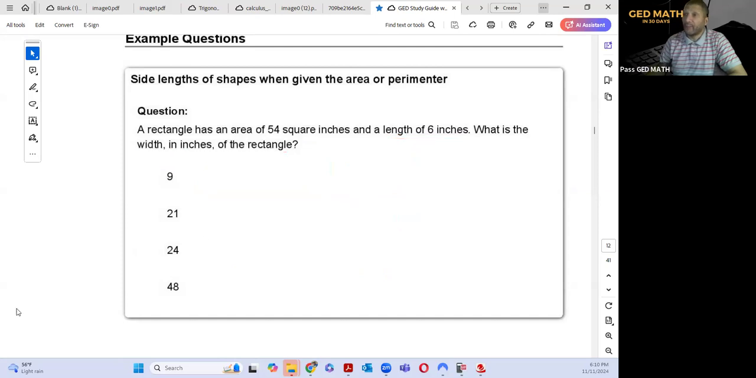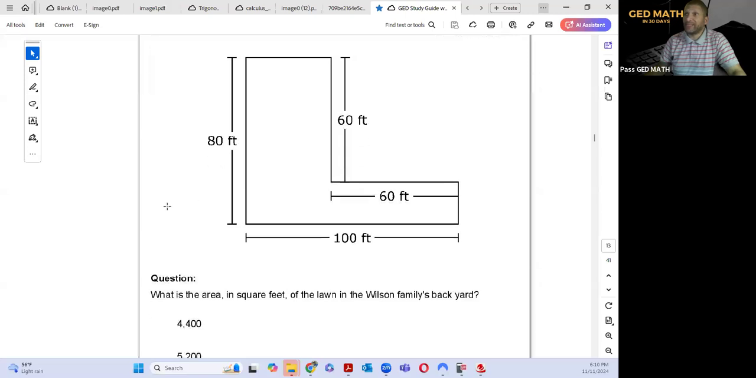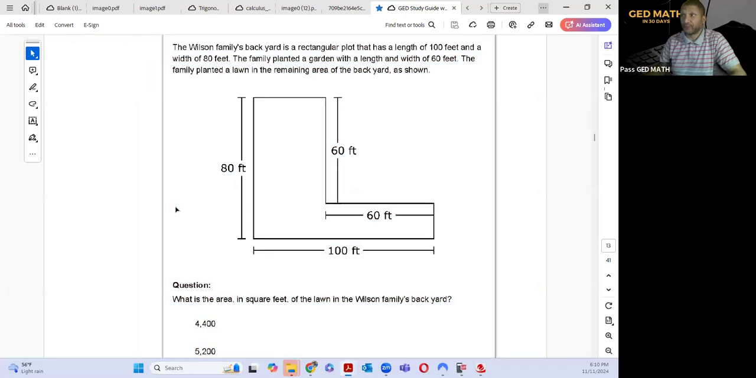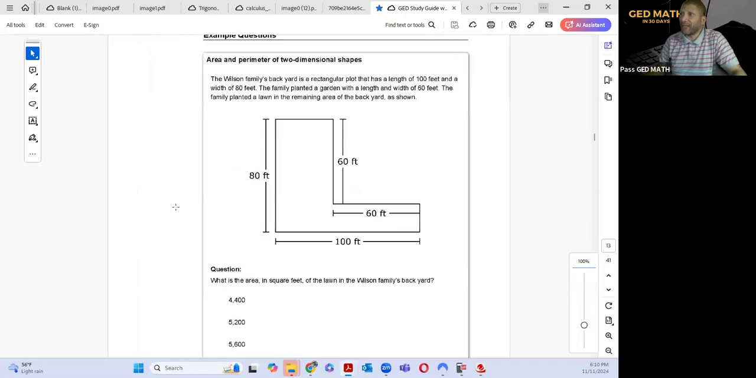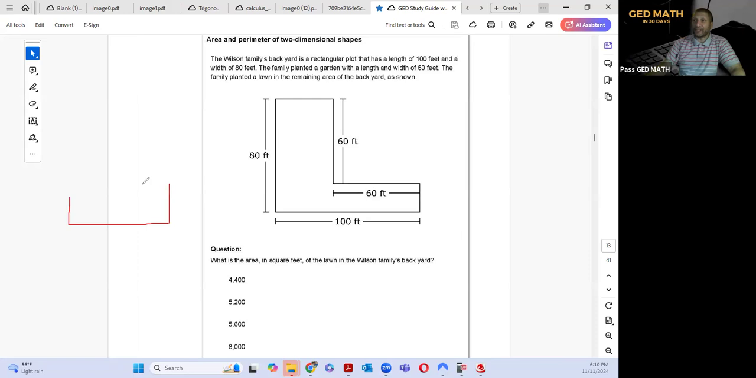Now, you might also get a composite shape, something like this. They love composite shapes. What is a composite shape? A composite shape is one shape that can be broken down into several different shapes. So once you understand the meaning, you could have this, a rectangle with a half circle. You could have a rectangle and a triangle.